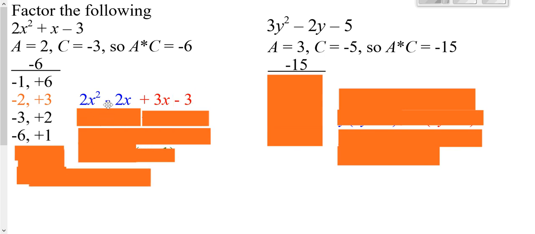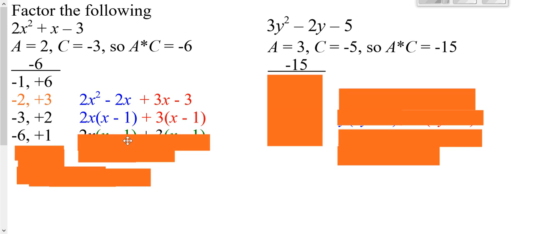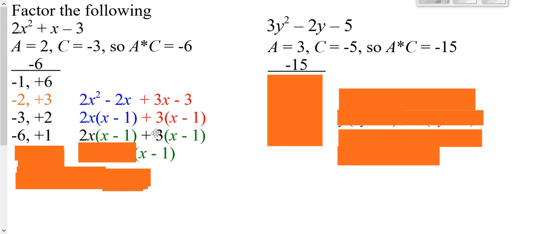So now we just do our factoring by grouping. Out of the first two, you can pull out a 2x, and you're left with, in parentheses, an x minus 1. Out of the last two, you can pull out a positive 3, and then you're left with an x minus 1. You'll notice the parentheses are the same, so that's like your common factor. You can pull that out, and then you look at what's left, which is your black 2x and your plus 3. That's your AC factoring.